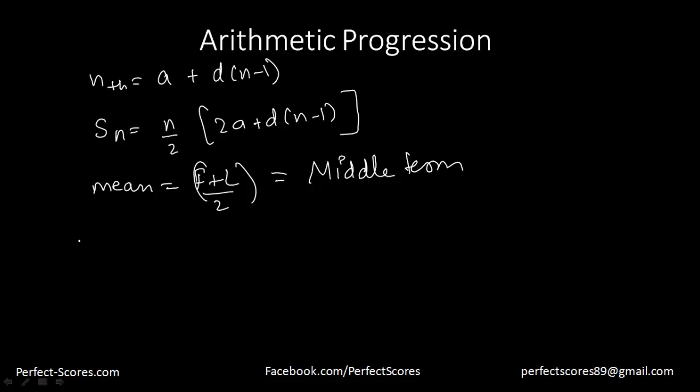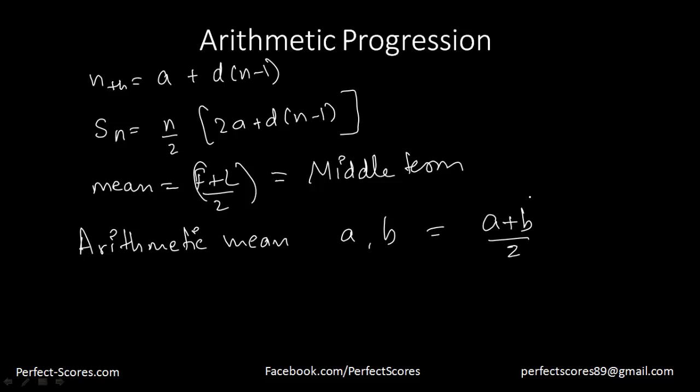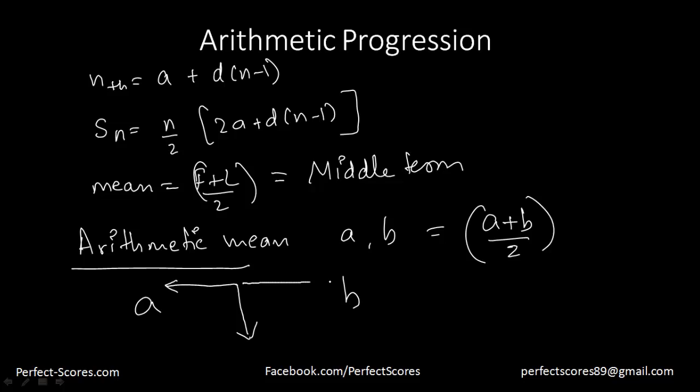One more thing that I want to say: the arithmetic mean of any two terms, let's suppose a and b, is given as a plus b divided by 2. Now what do you mean by arithmetic mean? Let's suppose I have a here and b here. There is a number in between a and b that is equidistant from a and equidistant from b. How do you get that? You get that by a plus b divided by 2.